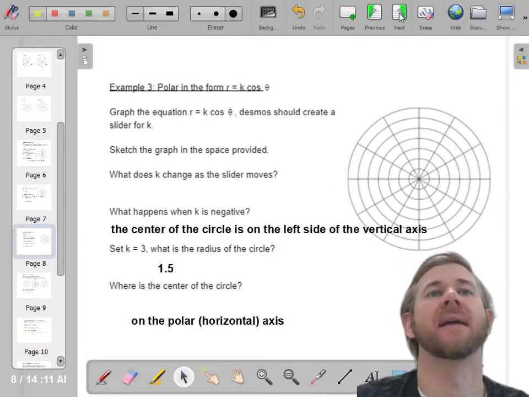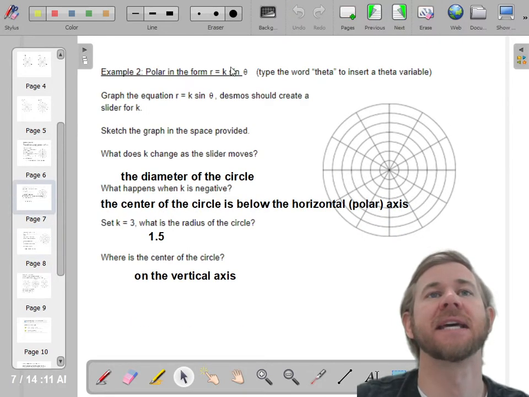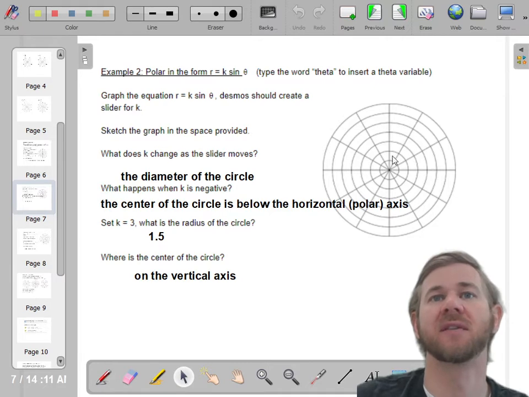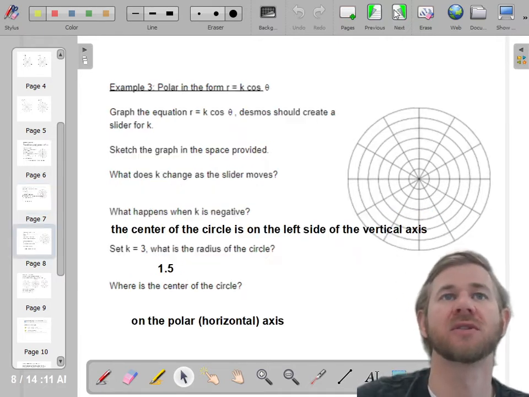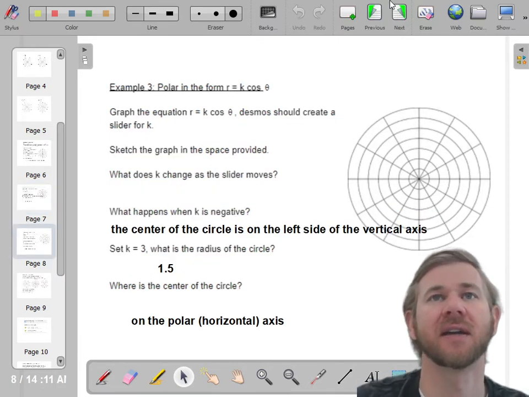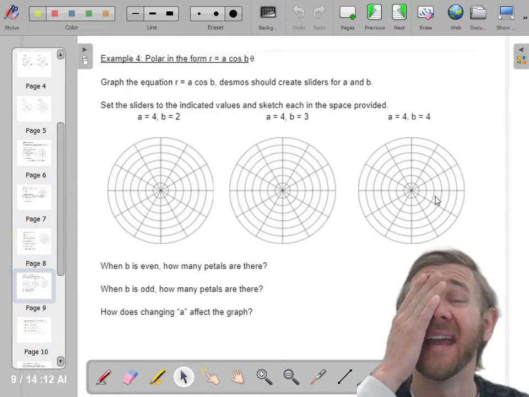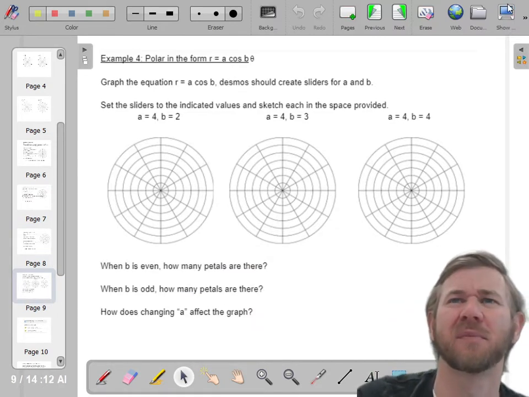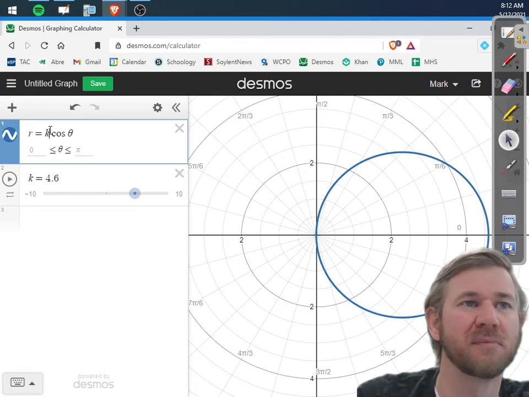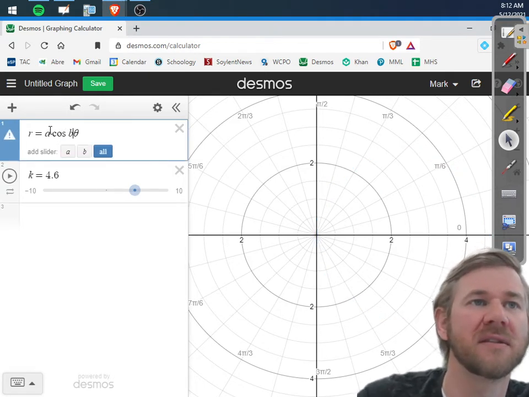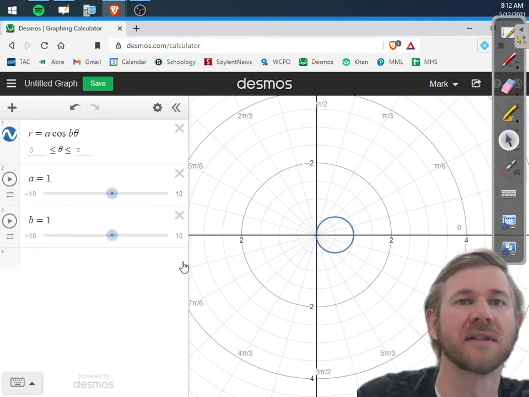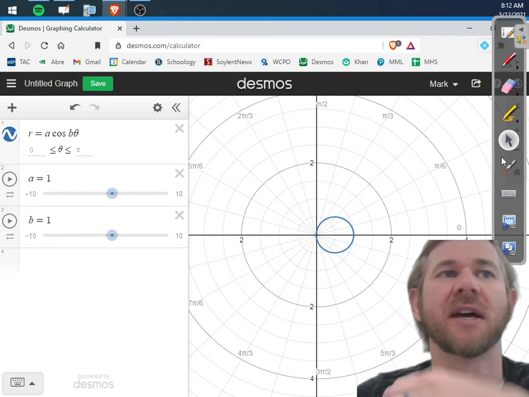What else you got? So we had our sine theta, that was a circle above the horizontal axis. Our cosine theta, that's to the right and to the left. And now we got a cosine b theta. So there's a bunch going on here. I'm going to make sliders for both of those. I don't need this one anymore. So a cosine b theta.